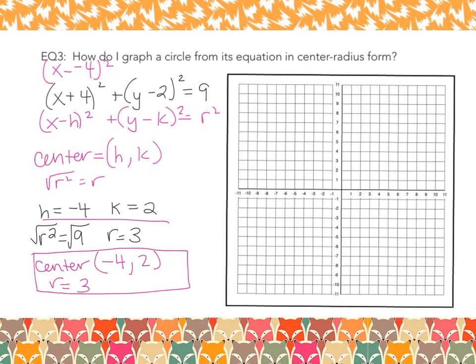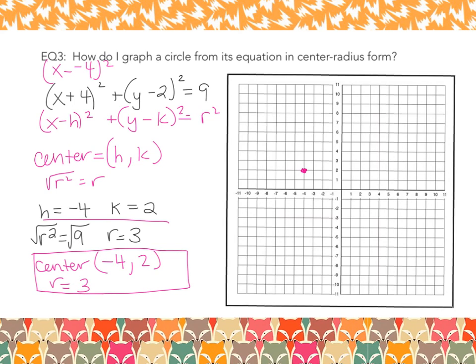We're just going to first graph the center. So on my axis, I'm going to start at the origin. I'm going to go left negative 4 and up 2. So I'm going to put my center right there at negative 4, comma 2. It's really hard for me to graph on this app, but it should be easier for you on paper.